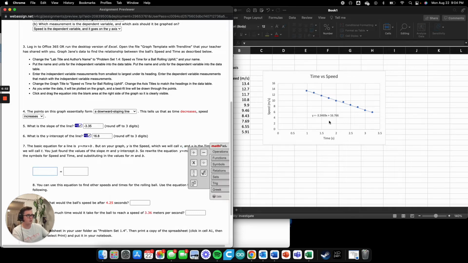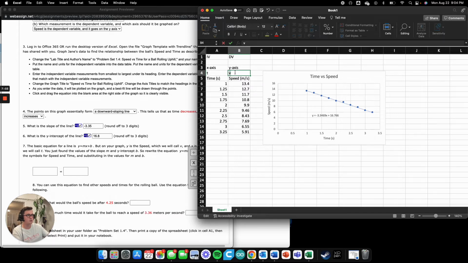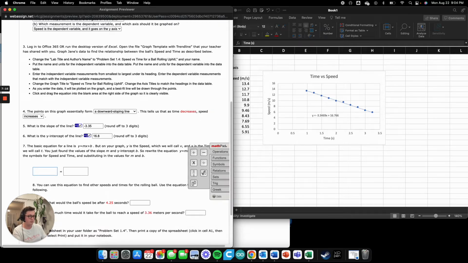Okay, so we're going to rewrite this equation from the chart over here, just replacing y with v, because our y-axis value is representing speed, and the symbol for that is little v. In our x, instead of writing x, we're going to write little t, because that's the representation for that. So v instead of y is equal to negative 3.35 times, nope, not x, little t, plus 16.8.